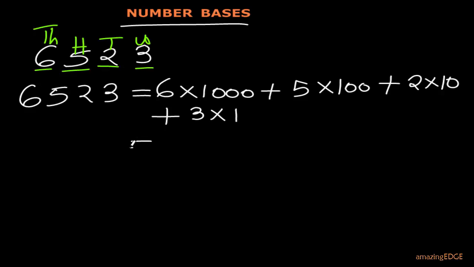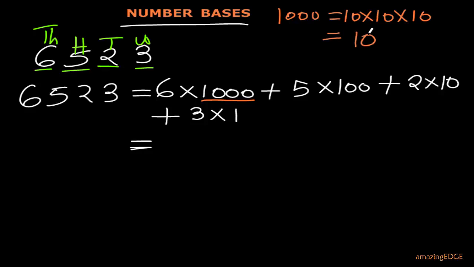So we look at this now. Here we have 1,000, and we recall the law of indices. Remember that 1,000 can be written as 10 times 10 times 10. So we have 10 multiplying itself 3 times. By the law of indices, this is the same thing as 10 cubed. So with this, we can now write this as 6 times 10 cubed, since this 1,000 can be written as 10 cubed.